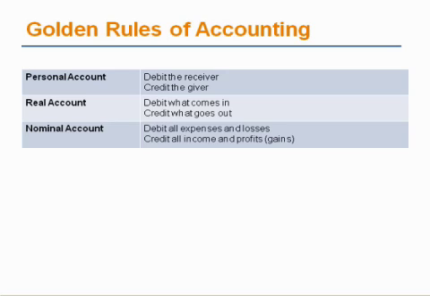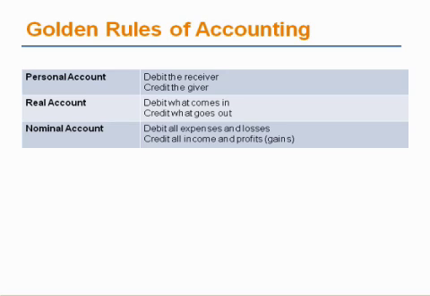Any account that is affected by a transaction either has to be debited or credited. To do this, we have a set of rules we use to apply the debit and the credits. The accounts are widely classified into these 3 categories as you see: personal, real, and nominal. So let's look at how debits and credits might act on these accounts.